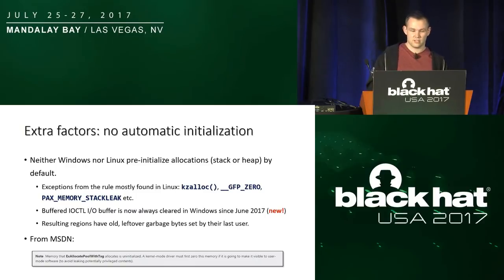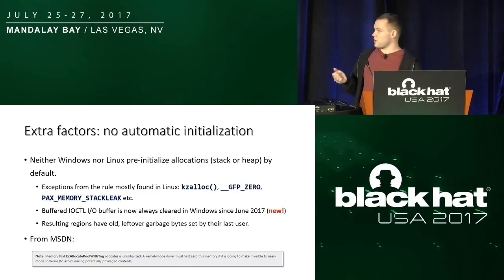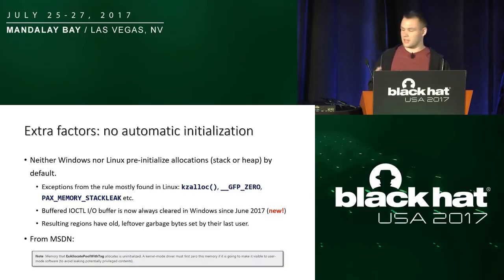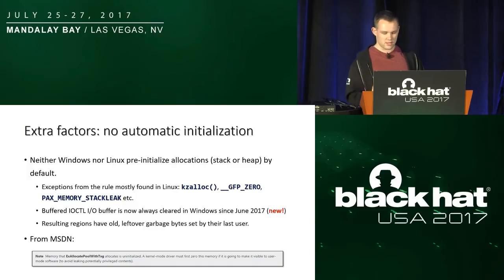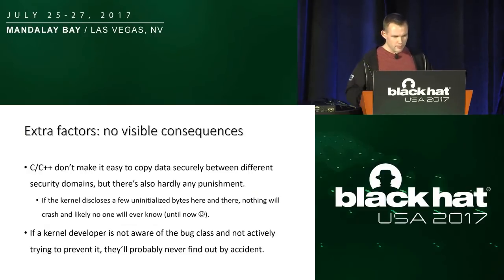And as you can see here in the screenshot, even the official documentation of the ExAllocatePoolWithTag Windows function warns about the fact that allocations returned by this function contain uninitialized memory, and if the code wants to return it to user mode, it has to memset it first. Another factor is that there are no visible consequences of this kind of behavior. So even though C and C++ don't really make it easy for the code to copy data securely between security domains, there isn't any punishment if you fail to do it correctly.